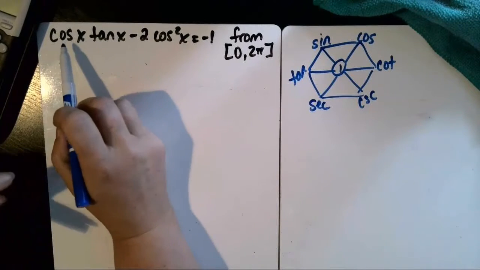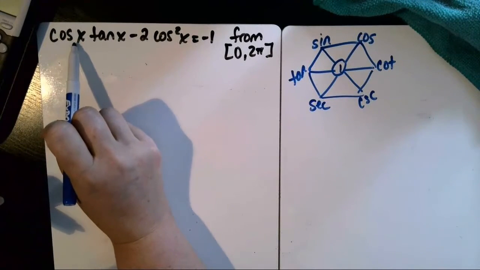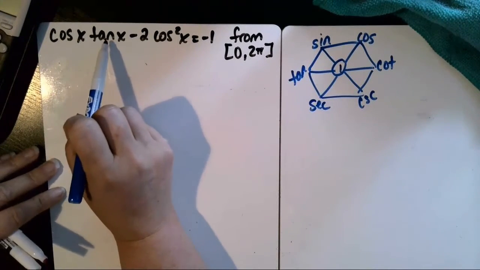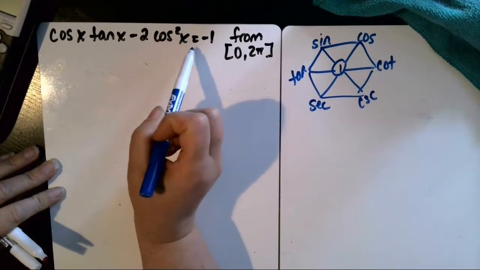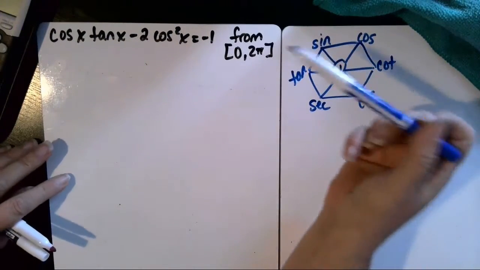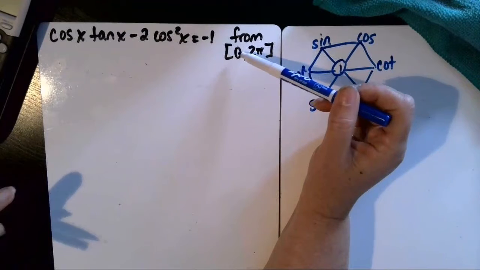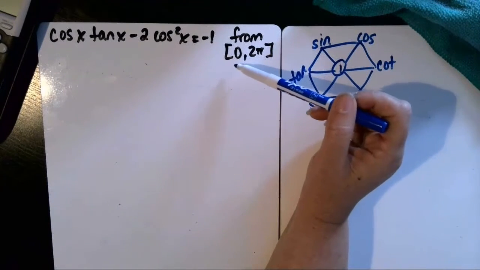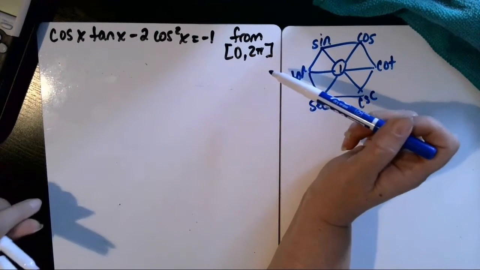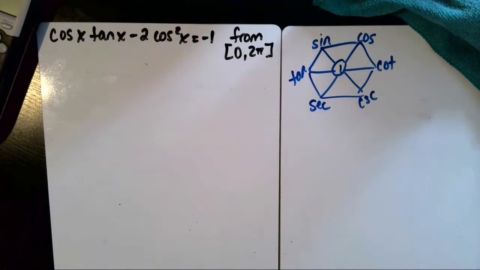Okay, so in this video we want to look at how to solve the trig equation cosine of x times tangent of x minus 2 cosine squared of x is equal to -1. And we want to find all of the angles one lap around the unit circle, so from 0 to 2 pi, and that's an inclusive interval.